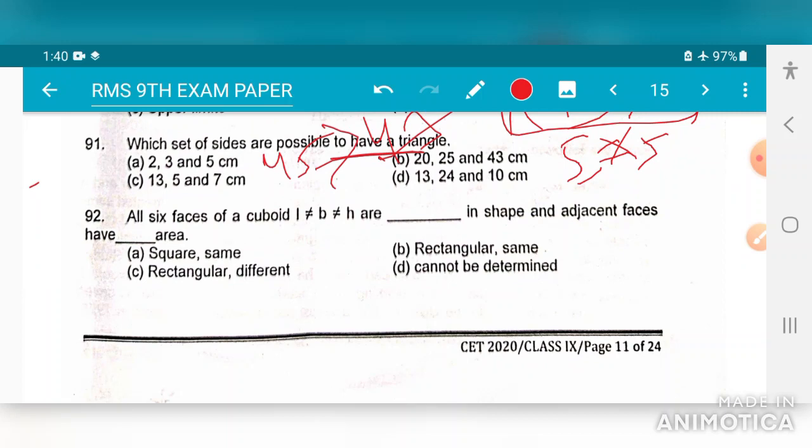Next, all 6 faces of a cuboid with L not equal to B not equal to H are dash in shape and adjacent faces have dash area.